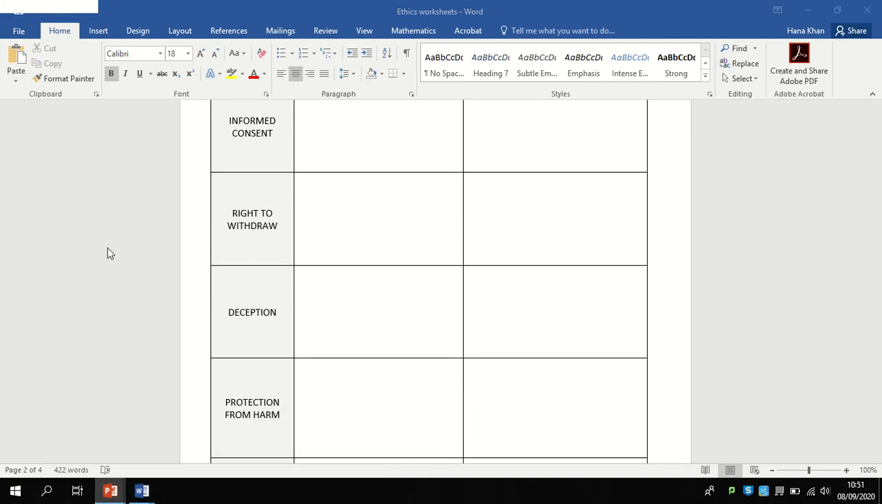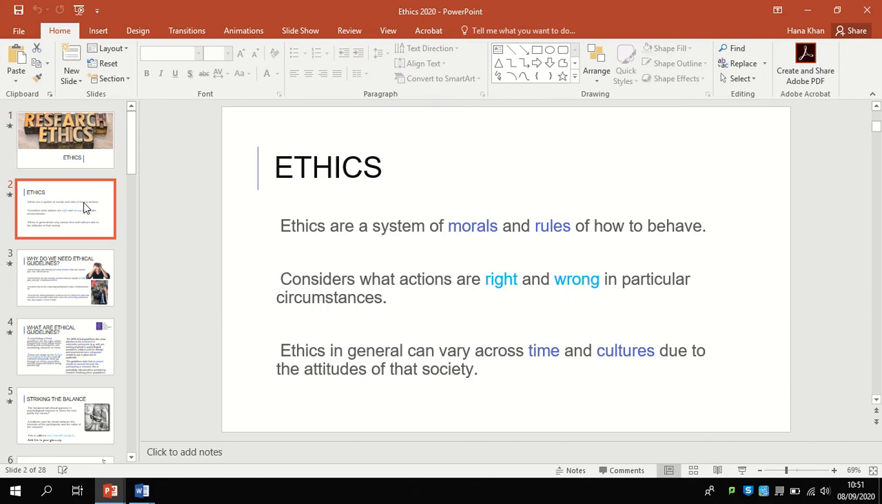So let's start with our ethics PowerPoint. Ethics are basically a system of morals and rules on how to behave. It considers what actions are right and wrong in particular circumstances, and ethics in general can vary across time and cultures due to attitudes of that society. Ethics are basically rules or morals, things that you need to follow.